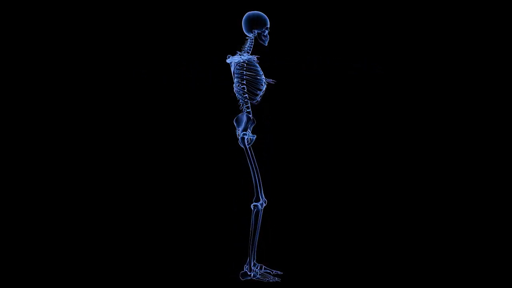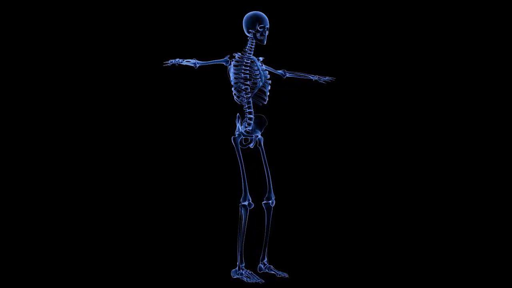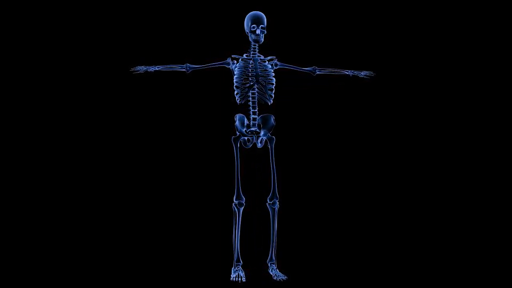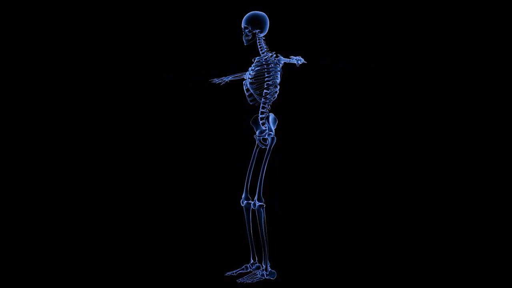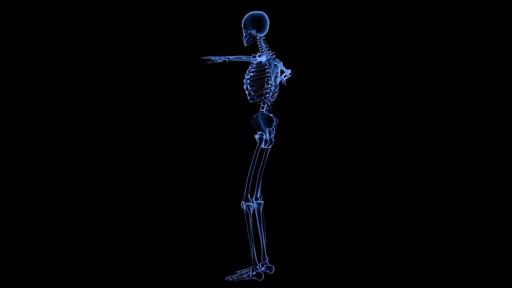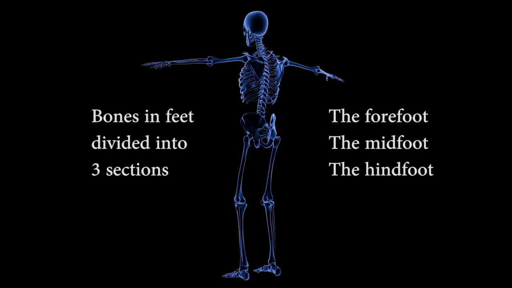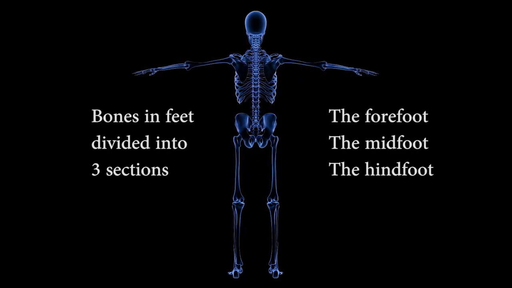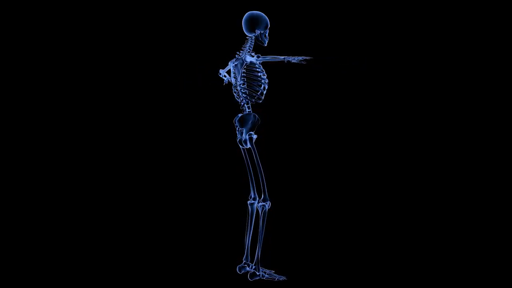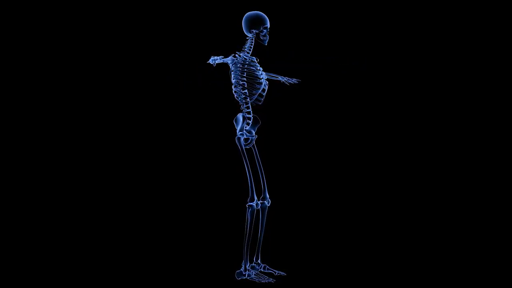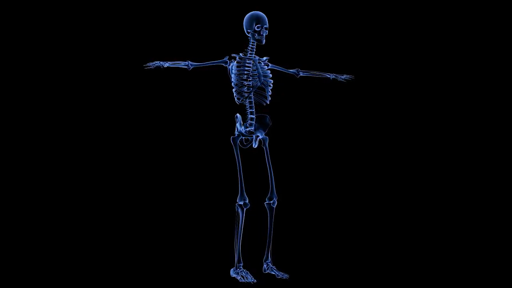The feet are flexible structures of bones, joints, muscles, and soft tissues that let us stand upright and perform activities like walking, running, and jumping. The feet are divided into 3 sections: the forefoot, the midfoot, and the hindfoot. The forefoot contains the 5 phalanges and the 5 longer bones, the metatarsals.